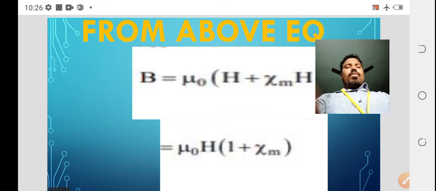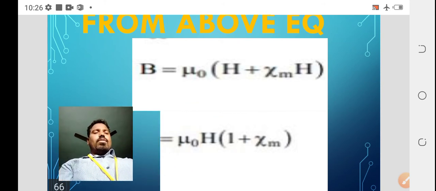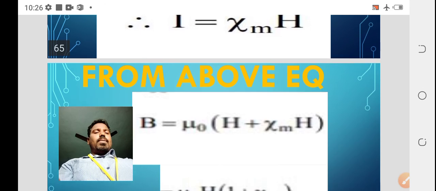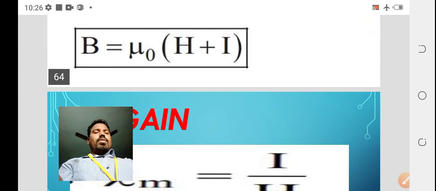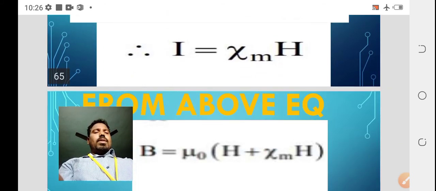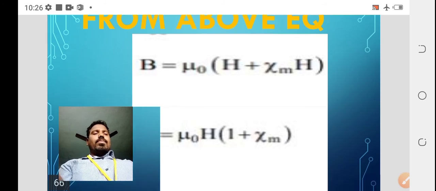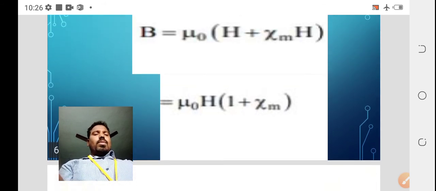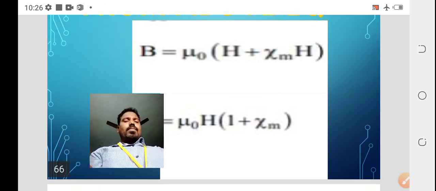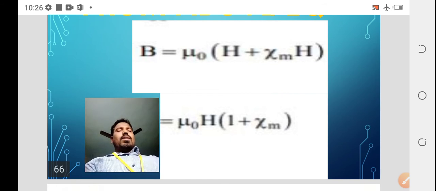Therefore the above equation changes. B equals mu naught of H plus I, and replacing the value of I, B equals mu naught of H plus chi m H, susceptibility and H. Here H is common, so mu naught H is common, giving B equals mu naught H of 1 plus chi m.